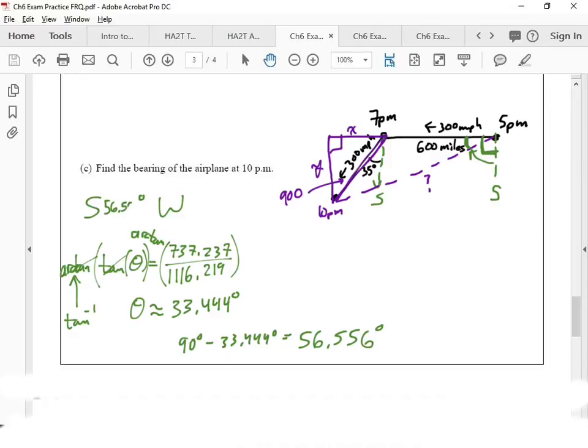So, what was the 33? The 33 is this angle right here, okay, got it. But we needed this angle right here. So facing south, we turn 56.556 degrees towards the west. That is our new bearing.